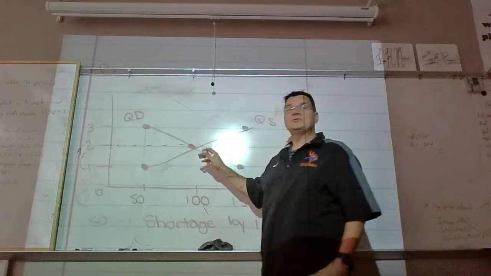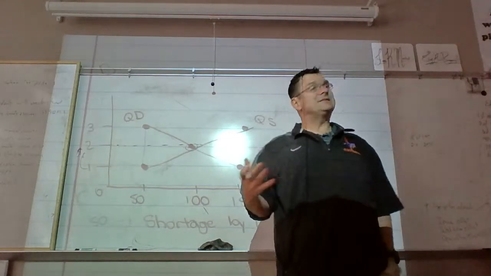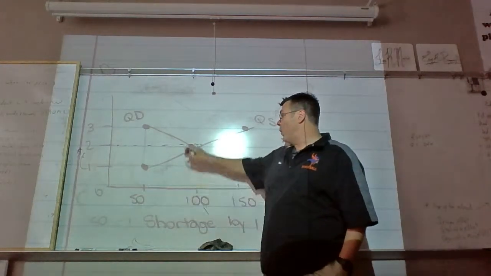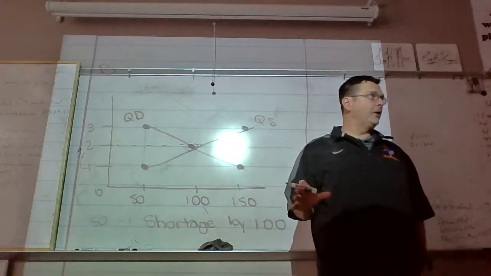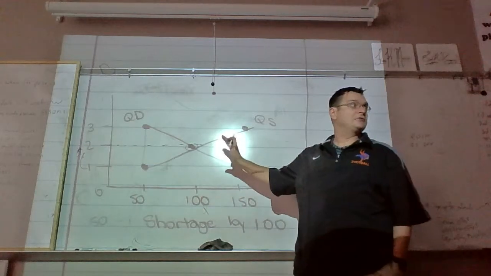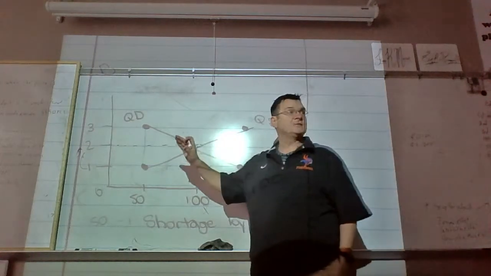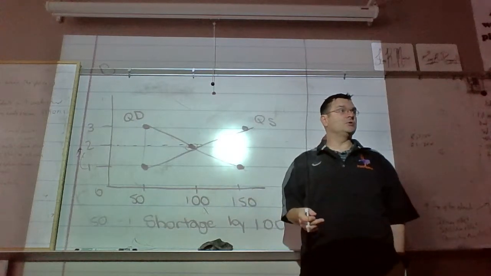So at $2, this is the perfect price. It's called the equilibrium because everything's equal, right? The quantity demanded and quantity supplied are both 100. It's also called the market clearing price because it clears the market. You have no extra buyers and no extra sellers. You have just as many buyers as sellers. Clears the market. Right? That's the perfect price, how prices are determined.